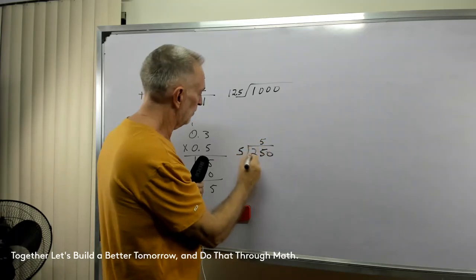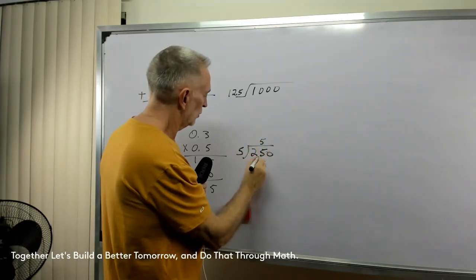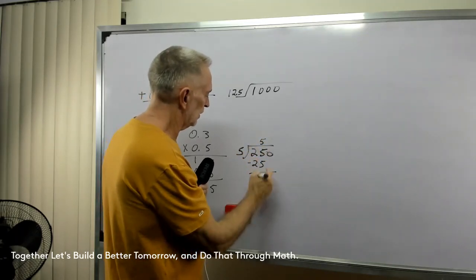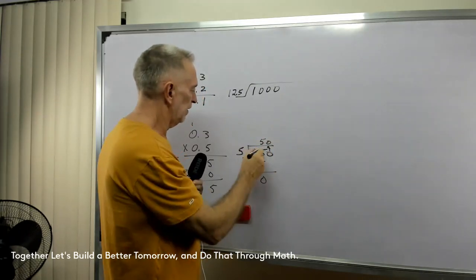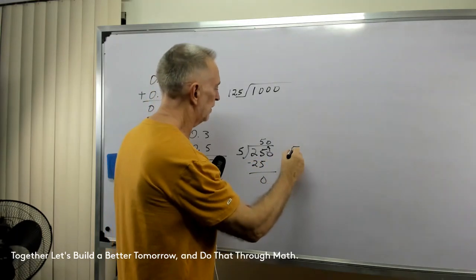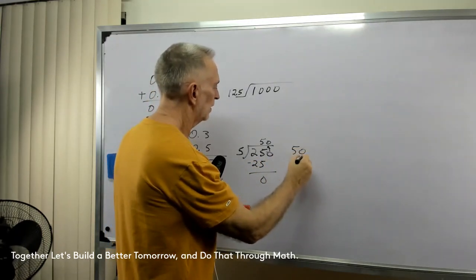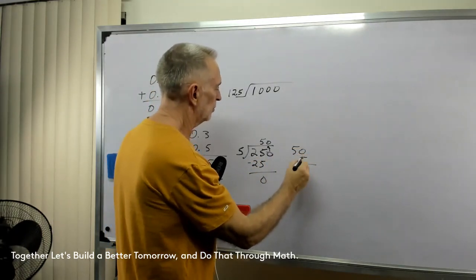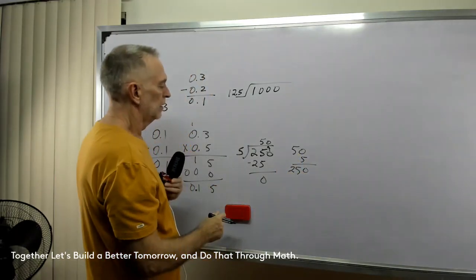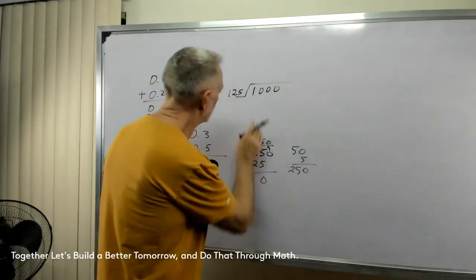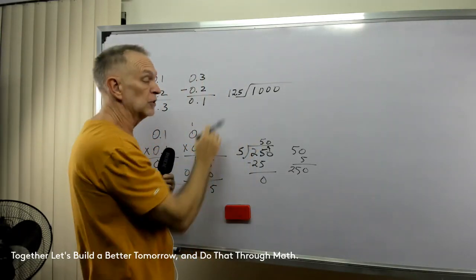Okay, 5 times 5 is 25. 25 minus 25 is 0. Well, I still have this 0. It's got to go up here. 50 times 5 is 250. 5 times 0 is 0. 5 times 5 is 25. 250. Okay. Now let's work with this one where I have a decimal point.